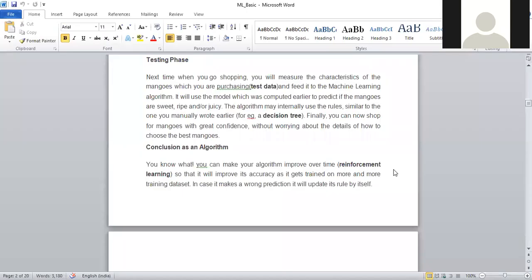So now come to the testing phase. What does this phase do? Next time when you go shopping, you will measure the characteristics of the mangoes which you are purchasing, that is test data, and feed it to the machine learning algorithm. It will use the model which was computed earlier to predict if the mangoes are sweet, ripe, and or juicy. The algorithm may internally use rules similar to the ones you manually wrote earlier, for example, a decision tree. We will cover that later.